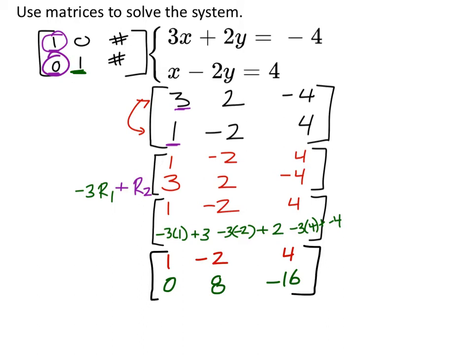But right now I have an 8 there, but I want a 1. So how do I make an 8 a 1? I mean, you could operate from row 1, but that's going to change your 0 back. To make that a 1, what I would do is just take row 2 and divide it by 8. So 8 divided by 8 is 1. -16 divided by 8 is -2. And of course, we still have that 0 in the front there. So that changes the matrix. That changed row 2, and in row 1, I still have 1, -2, and 4.